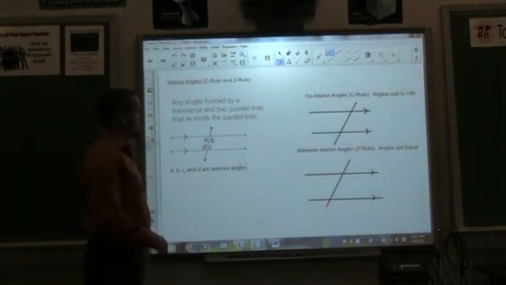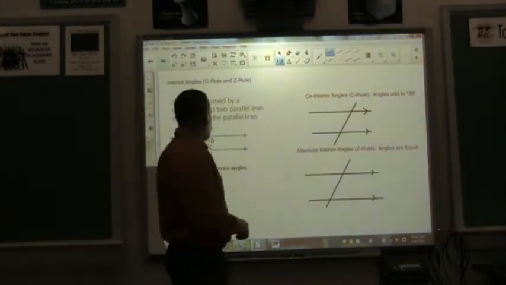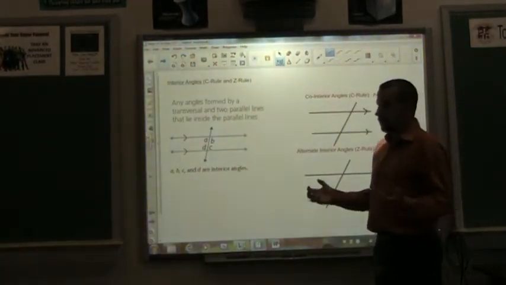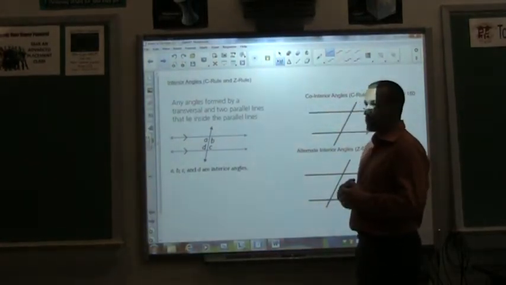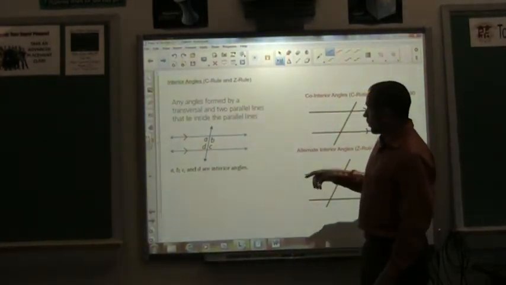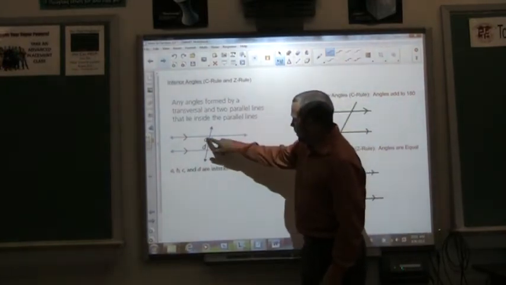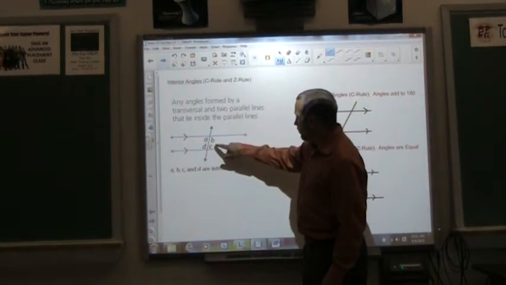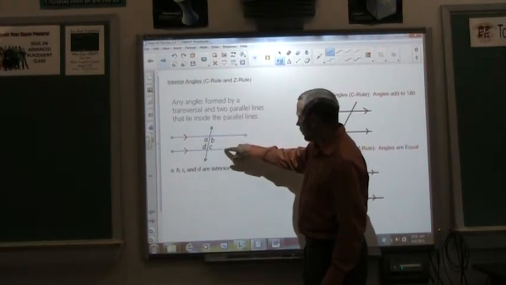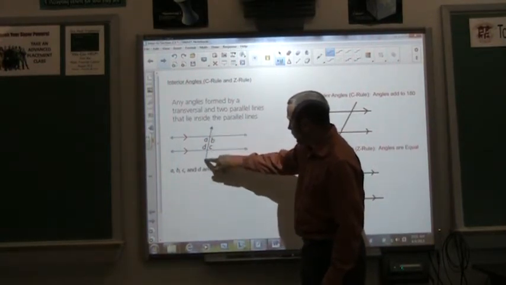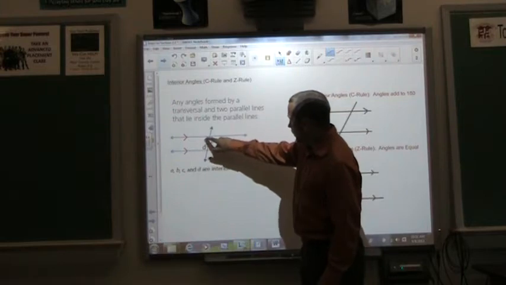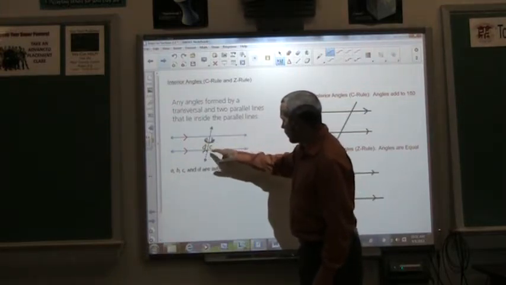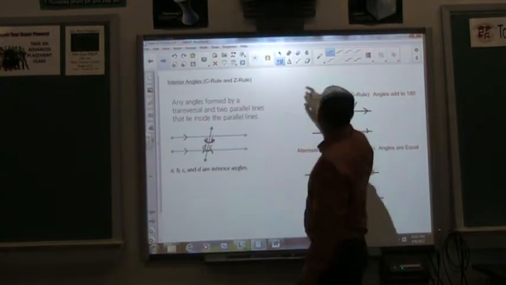Okay, so the first one is we're going to look at interior angles. Now, interior, building on the language you already know, interior means inside. So what we're going to be looking at are the angles that are on the inside of your parallel lines. And so here are my two parallel lines with a transversal through them. And here's an interior angle, another one here, another one down here, and another one down here.